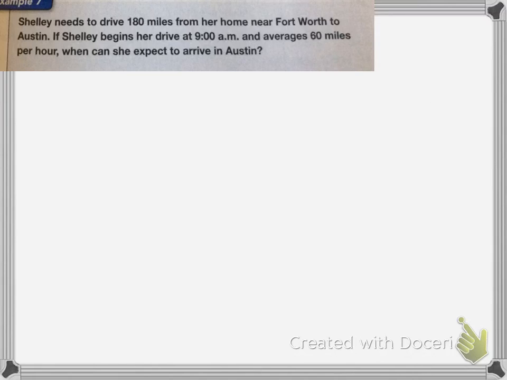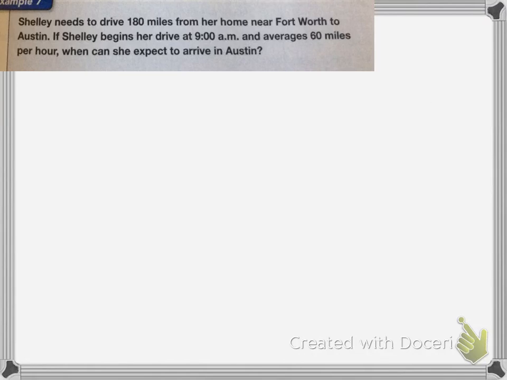On this one, Shelley needs to drive 180 miles from her home near Fort Worth to Austin. If Shelley begins her drive at 9 a.m. and averages 60 miles per hour, when can she expect to arrive in Austin? So to figure out when she might arrive, we need to figure out how many hours the trip will last. If she averages 60 miles per hour, then she will travel 180 miles in 3 hours.